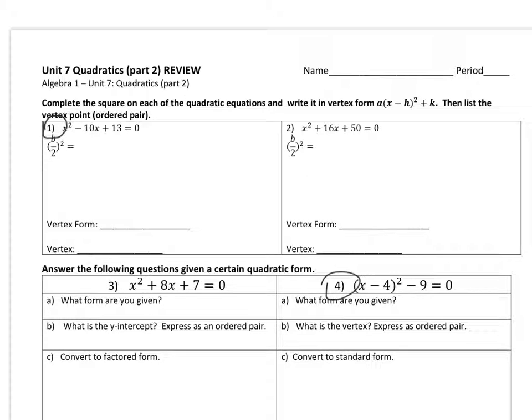Remember that you can use your green note sheet, which has the flow chart between all three different forms: standard to vertex, vertex back to standard, standard to factored, and factored back to standard. Okay, so take a look.